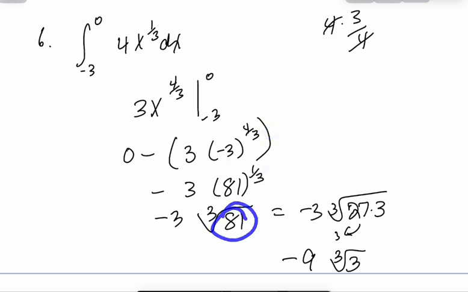A cube root, I have to look for perfect cubes that it contains. 81 is divisible by 27, so I wrote it as 27 times 3. The 3 comes out, multiplies by what's there, and leaves a regular 3 behind.